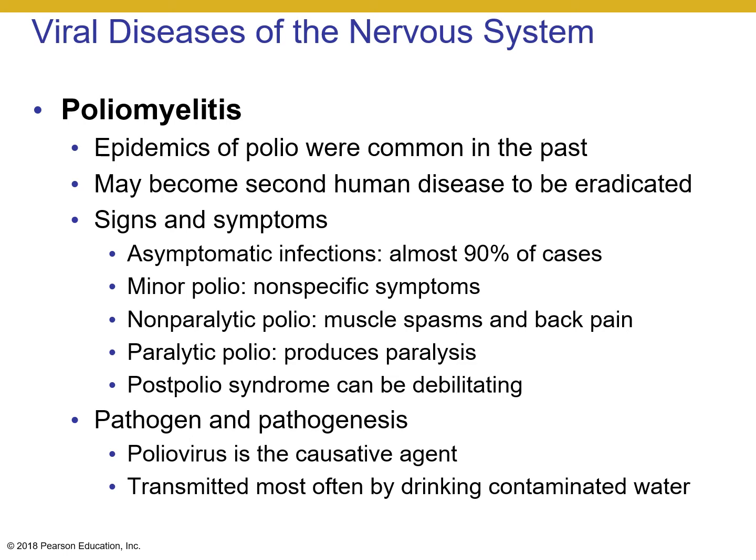Then we have minor polio. There are non-specific symptoms. Non-paralytic polio, where there are muscle spasms and back pain. Paralytic polio produces paralysis. And then we have found post-polio syndrome in patients who had polio as a child. They may have a second infection from the virus staying in their system. But it can be just as nasty, if not worse, than the initial infection.